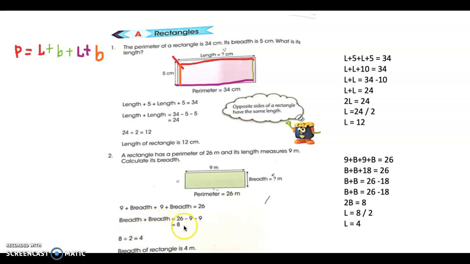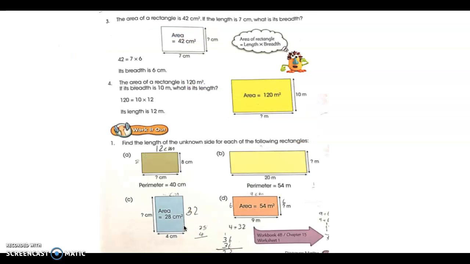So for one breadth, you divide it by 2, then you get the value. Now this is about the area. Number 3, area of rectangle is 42. If the length is 7 centimeter, what is the breadth? Now they have given the area, okay?